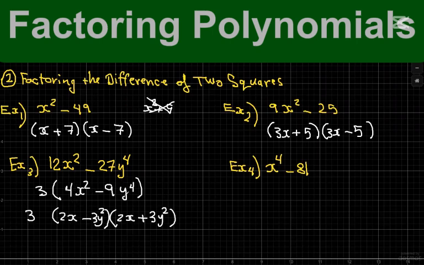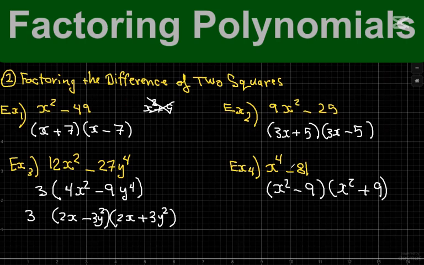The square root of 9y to the 4 is 3y squared here and 3y squared here. And then one of them is minus and one of them is plus. One more, and I'm doing this because lots of people will factor this into x squared minus 9 and x squared plus 9, and they stop right there. If you stop right there, you only get half a mark.